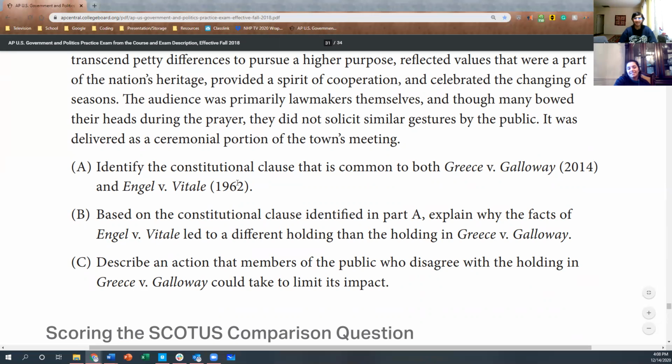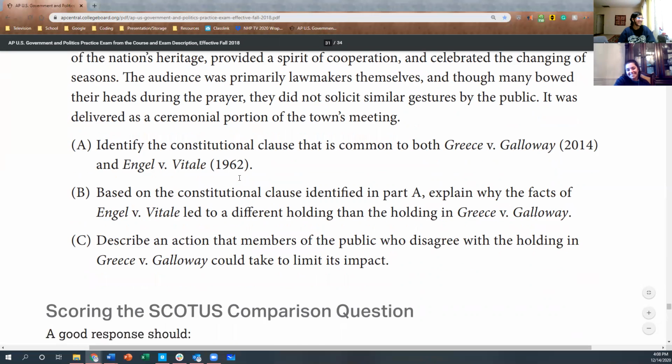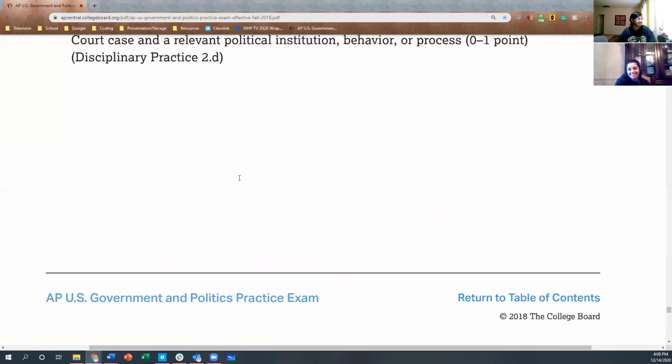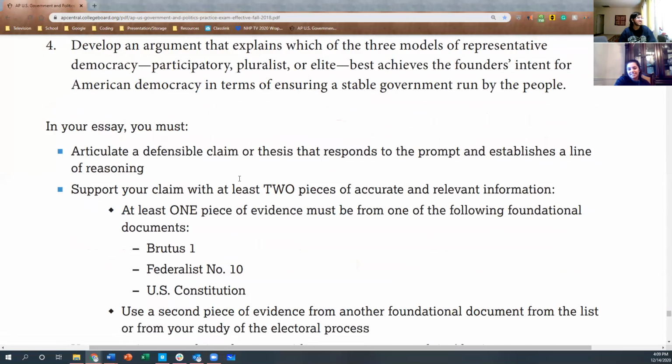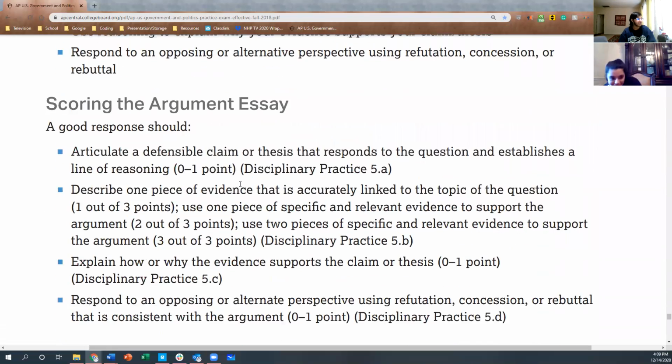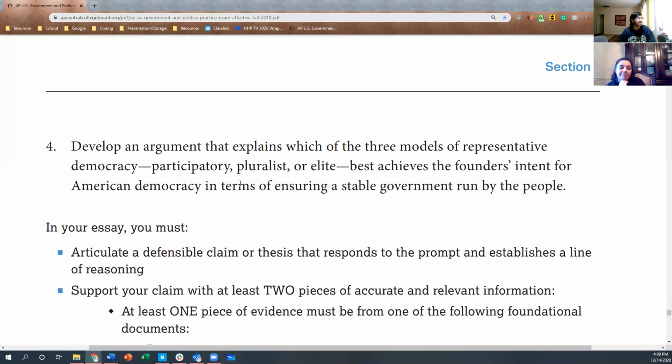Anyways, now that we got that out of the way, what else do we have? Then the last part is the essay, which we're not going to talk about. We can just look at it real quick. You have to develop an argument. Oh my gosh! The three models.